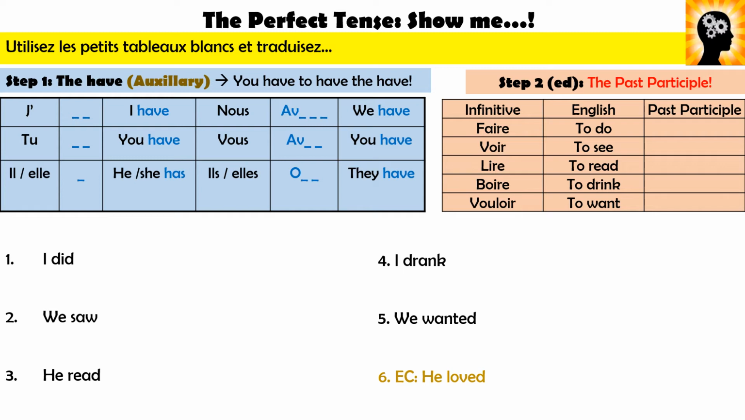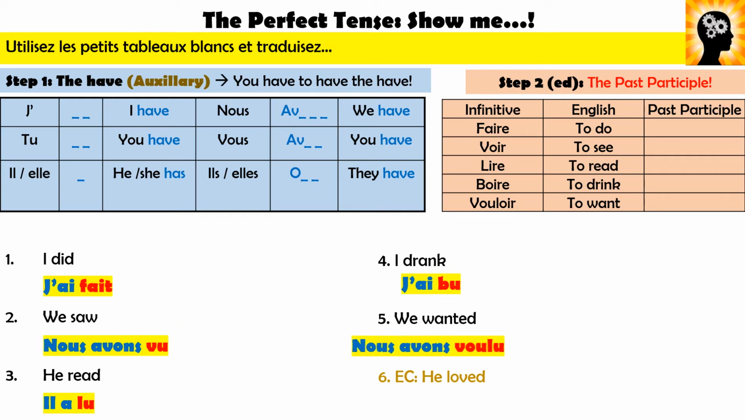Alors, let's see what we've got then. I did. We still have to have the have. I have done. I did. Exactly the same thing. You should have written j'ai fait. We saw. We're now using we. Nous avons, voir changes to vu. Nous avons vu. He read, il a lu. I drank, j'ai bu. He wanted, love the way this one sounds. Nous avons voulu.